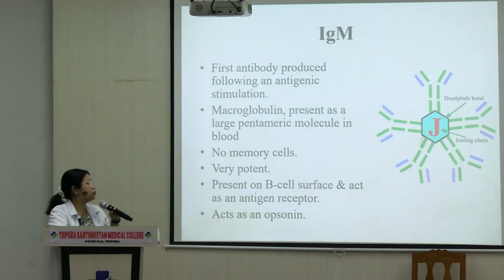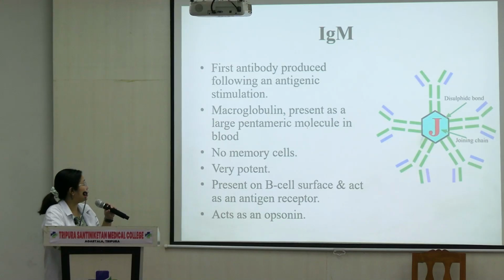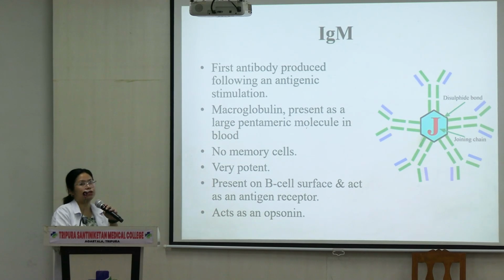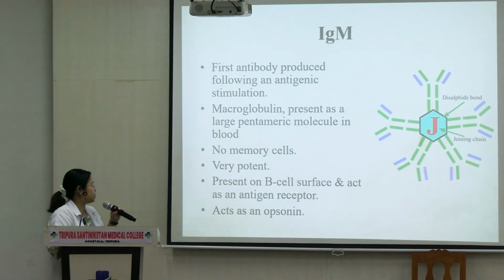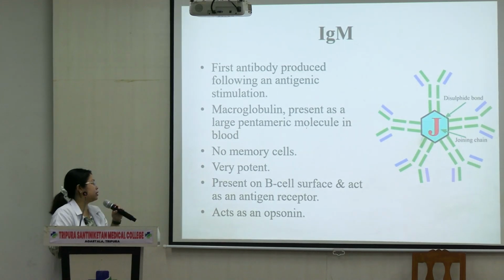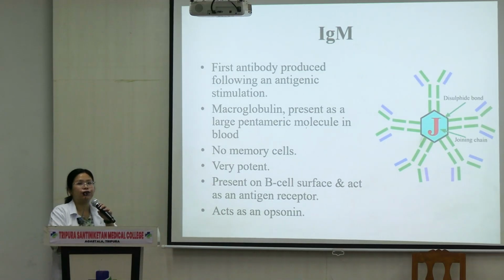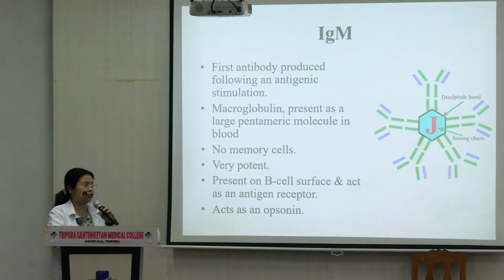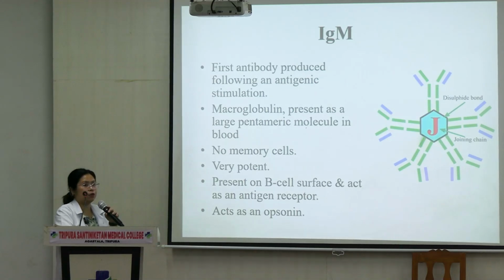So IgM will be produced. It is the first antibody, and it has no memory cells, and it is very potent. It is present on the B cell surface. B cell means B lymphocytes, and it acts as an antigen receptor, which means a receptor for receiving the antigen, and it acts as an opsonin as well.